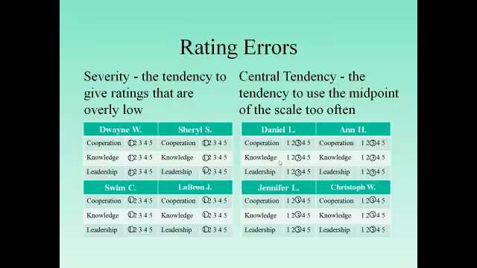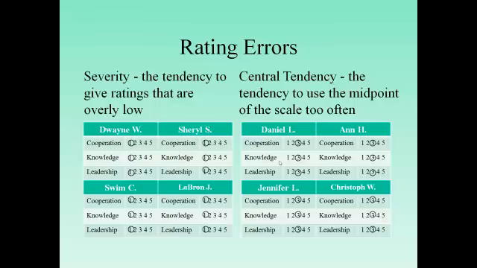Now, at the other end of the spectrum is severity. This is the tendency to give ratings that are overly low. Here, all of the people rated, Dwayne W, Cheryl S, Swim C, LeBron J, all received 1s on all dimensions. Good chance that those are overly low ratings.